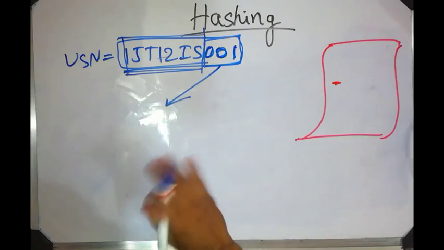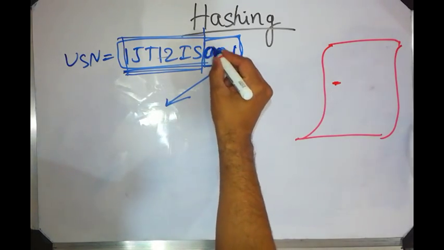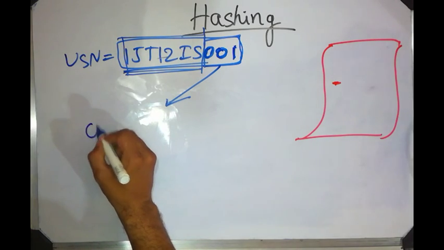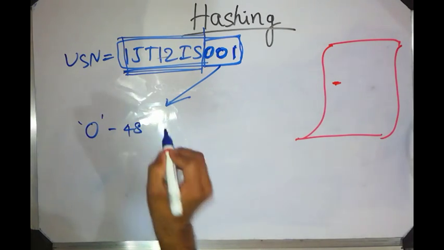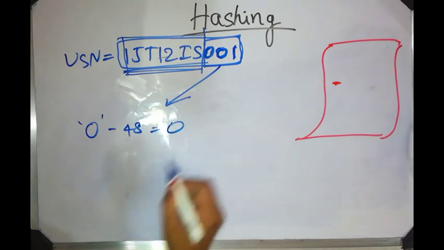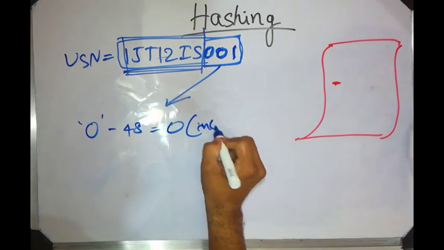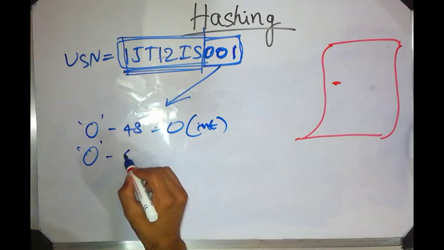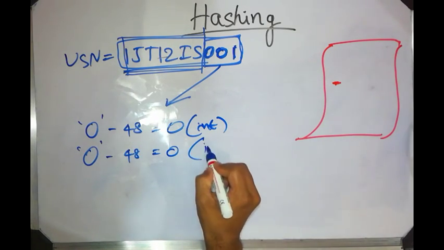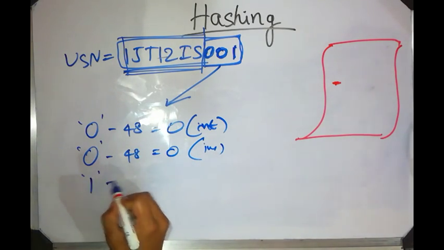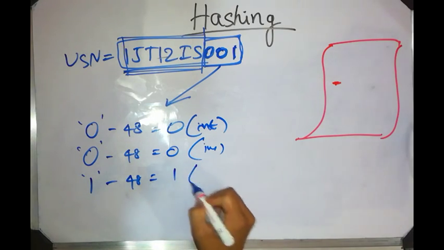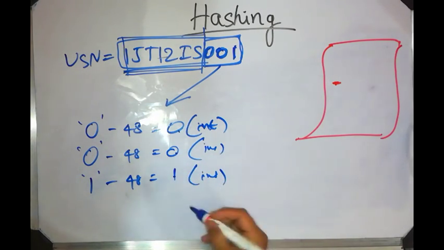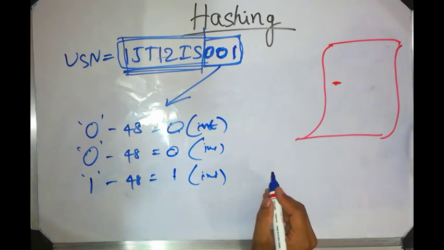So if you have to do some kind of arithmetic, then we will have to get the number out of this character. So what we are supposed to do is character 0 minus 48 gives you 0, that is the integer. Again, character 0 minus 48 gives you 0, that is the integer part. Again, 1 minus 48 gives you 1, that is the integer part. Now you have the numbers with you, and now you can do any kind of mathematics you want.